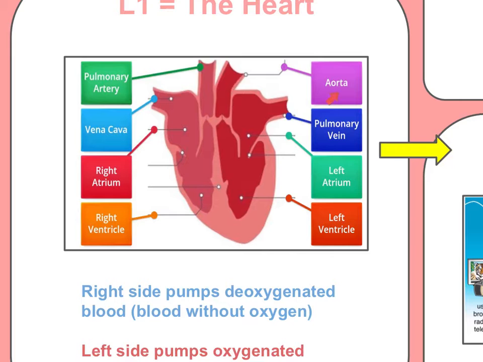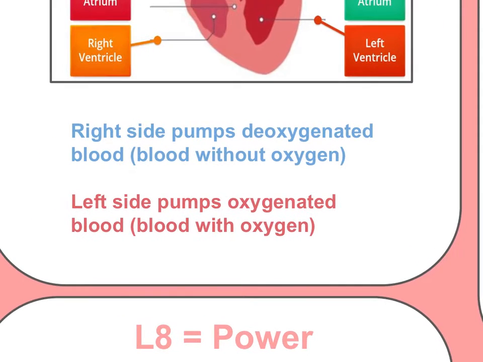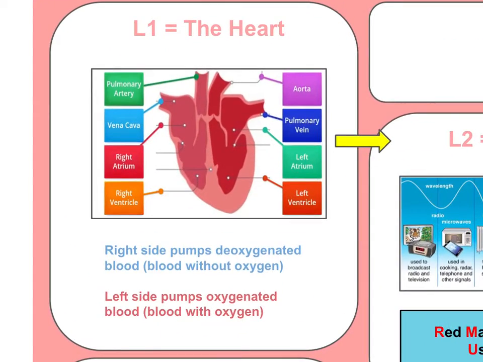It goes out of the artery called the aorta. So this is going to be your oxygenated blood going around your body, and then it comes back into the vena cava, which is a vein. So the big thing to remember here is that deoxygenated is without oxygen and oxygenated is with oxygen. More on that in year 8.